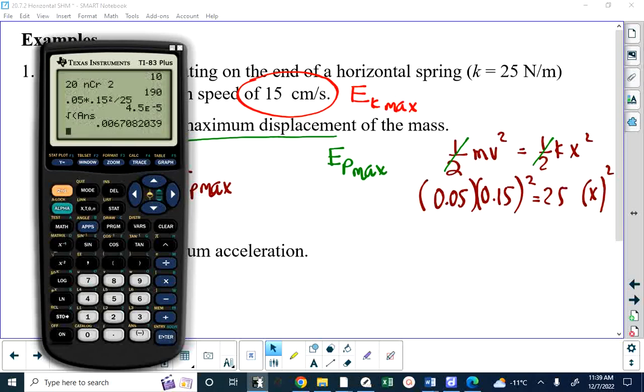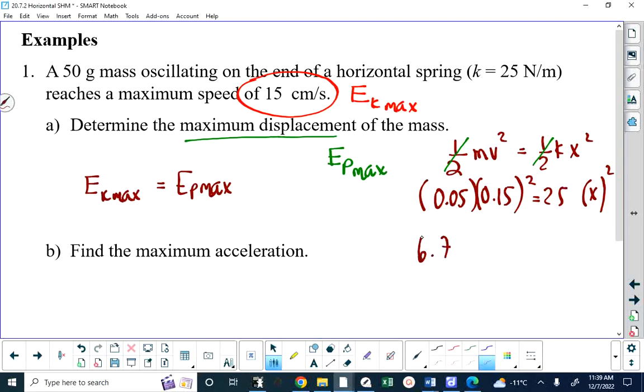I get 0.0067, or 6.7 times 10 to the negative 3 meters. Is that the right number now? Okay. By the way, that's 6.7 millimeters, about 67% of a centimeter. This spring is a very, very strong spring. It's tossing this mass back and forth very rapidly over a short distance. If you knew how to calculate the period, you would discover that the period is very small.